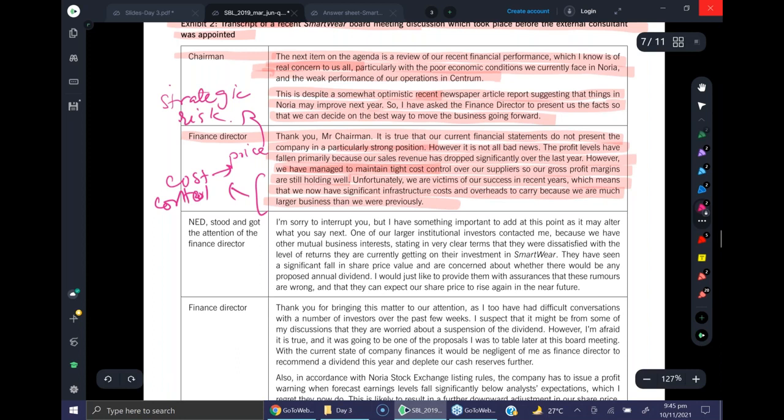So can you suggest a mitigating action here? You guys please try and tell me, if this is the risk we talk about in the exam, what do you think is the suggestion which you would like to write in the exam?